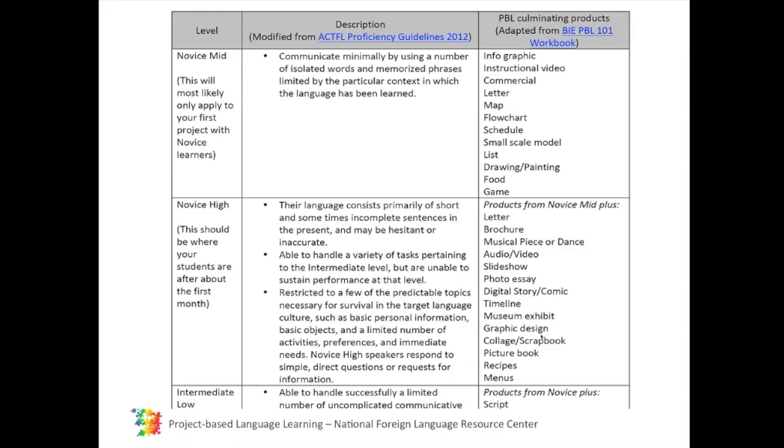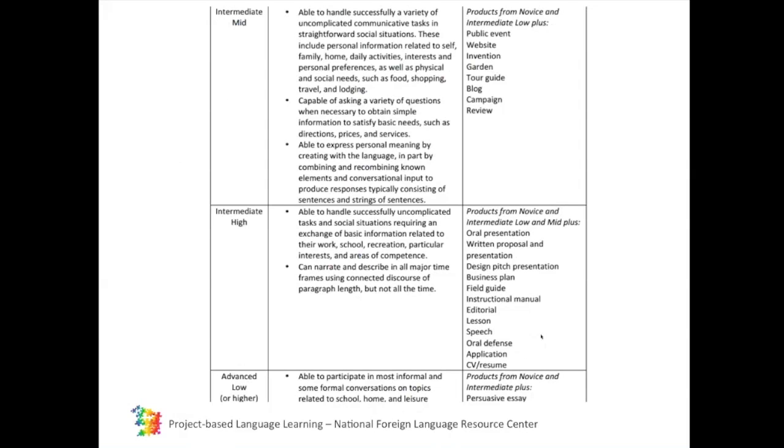Cutting from this document and moving toward the advanced section, you can see that an intermediate mid is able to express personal meaning by creating with the language. So they could serve as a tour guide potentially, or create a campaign for something, or a review. When you get into the advanced, remember you can still use any of the products already listed, but you can add more that require a more advanced proficiency. A persuasive essay sounds fairly traditional, but if you put it into a context like a panel presentation to local media, a persuasive essay becomes a compelling presentation for a local audience.